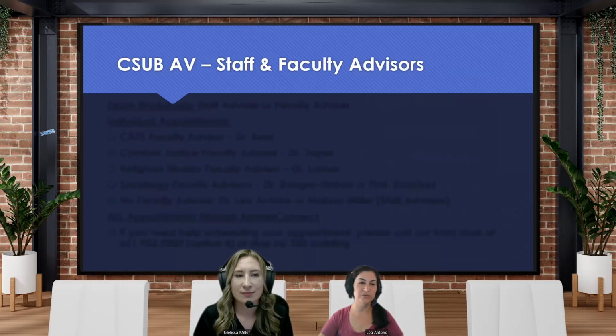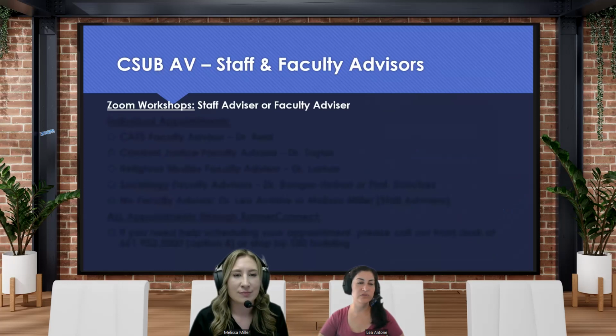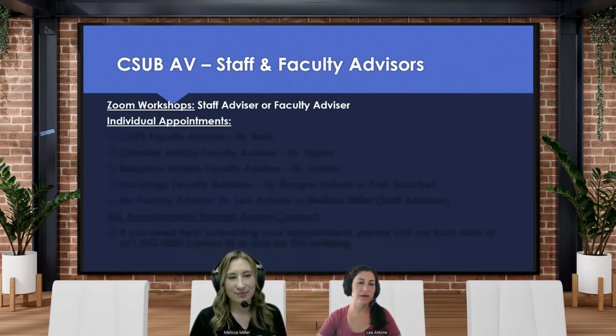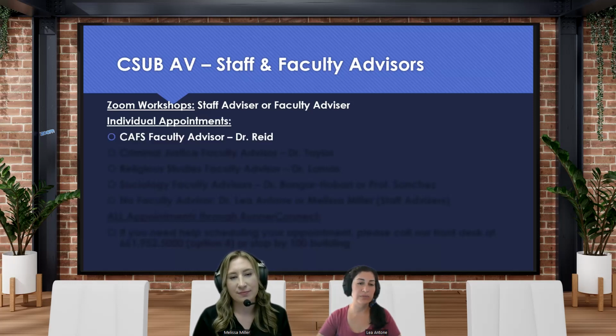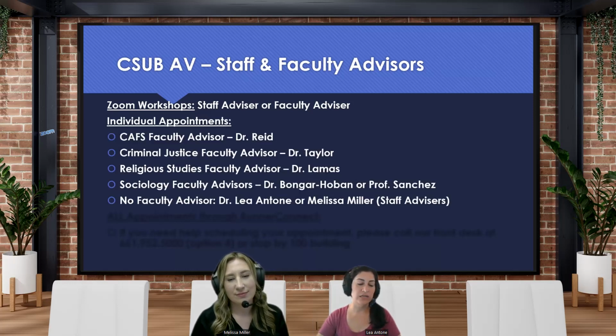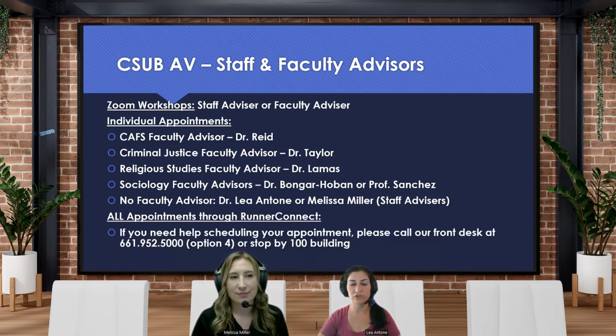You will have some options for your academic advising for spring. You're either going to be able to schedule a Zoom workshop for which both faculty advisors and staff advisors are available, so you can meet with either or both of us. And then you also have access to individual appointments with your faculty advisor. And if you don't have a faculty advisor in your major, then you will meet with either myself or Melissa to go over your classes for spring.